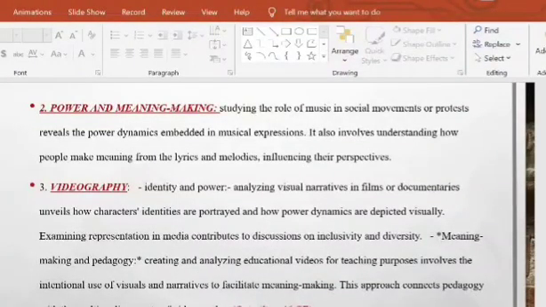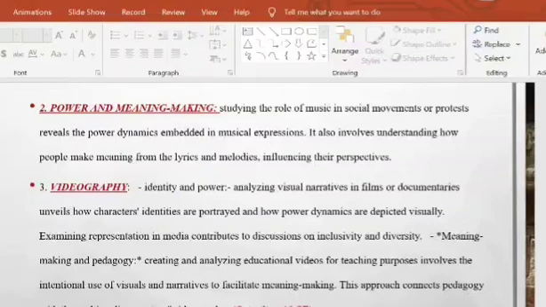Number two, power and meaning making. Studying the role of music in social movements or protests reveals the power dynamics embedded in musical expressions. It also involves understanding how people make meaning from the lyrics and melodies, influencing their perspectives.